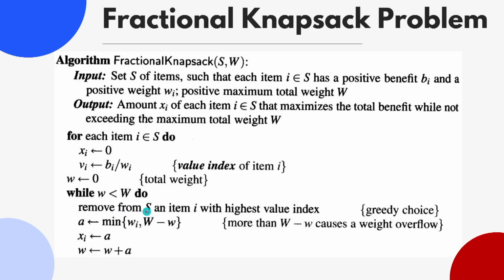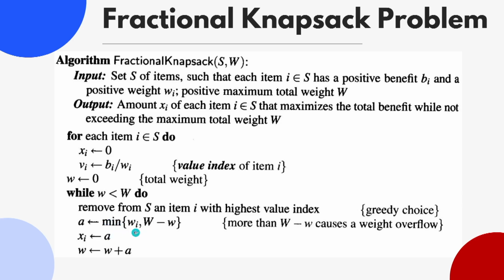We remove an item with the highest value index at that particular point of time from the set, because we are using a greedy approach. So, we always make a greedy choice at every step. Then we check whether that particular item could be added to the knapsack. For that, we check its weight and compare it with the remaining capacity of the knapsack. The weight of the item is wi, and the leftover weight in the knapsack is W minus w.